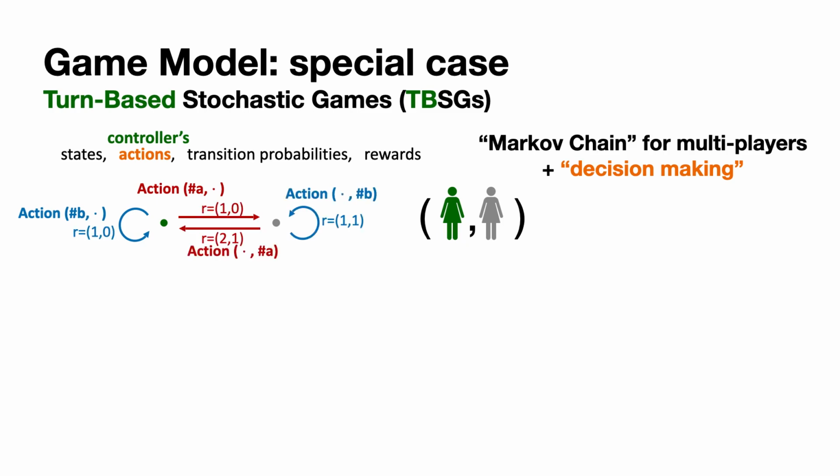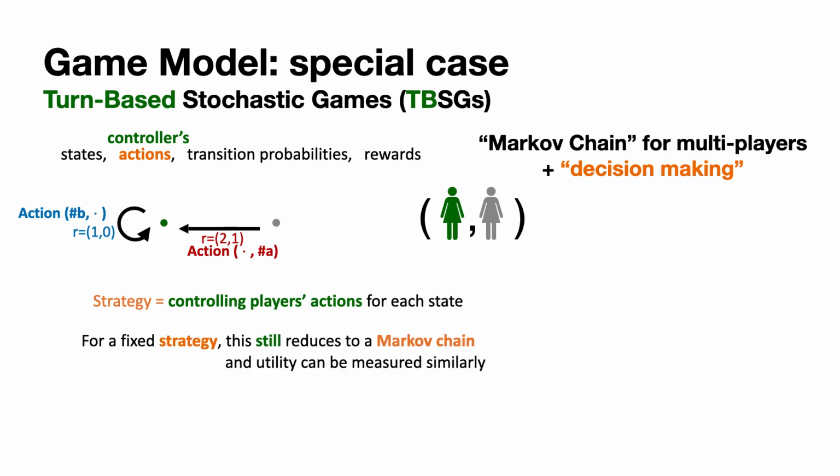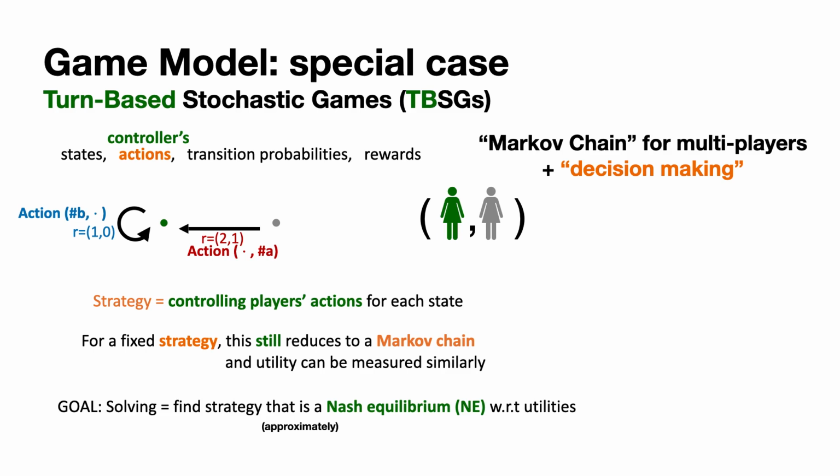Here, the strategy corresponds to the collection of controller's action for each single state, which of course can still be randomized in a mixed strategy. When fixing a strategy, this still reduces to a Markov chain, and the utility can be measured in a similar way. The goal for studying turn-based stochastic games is also to find a strategy that achieves the Nash equilibrium or do so in an approximate sense.